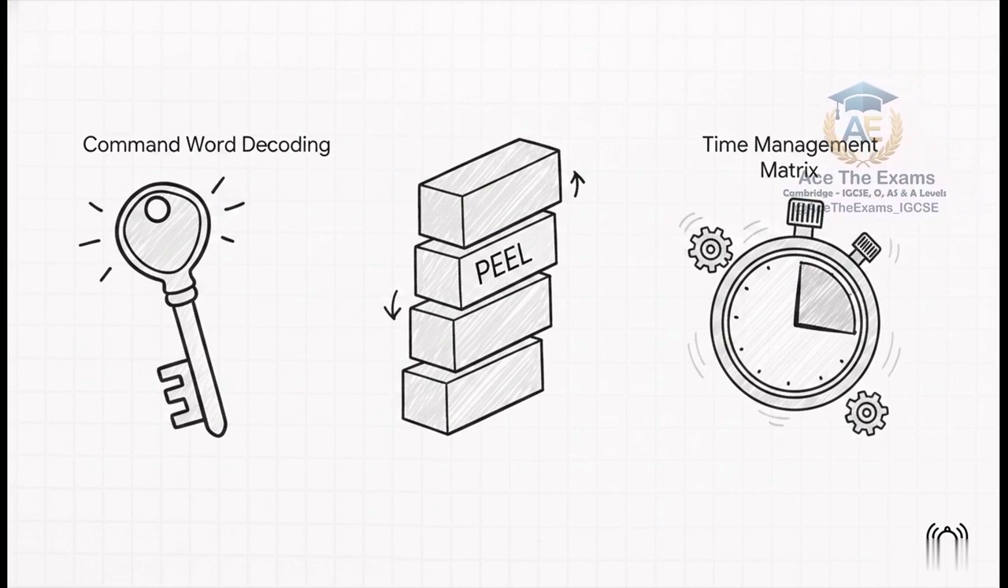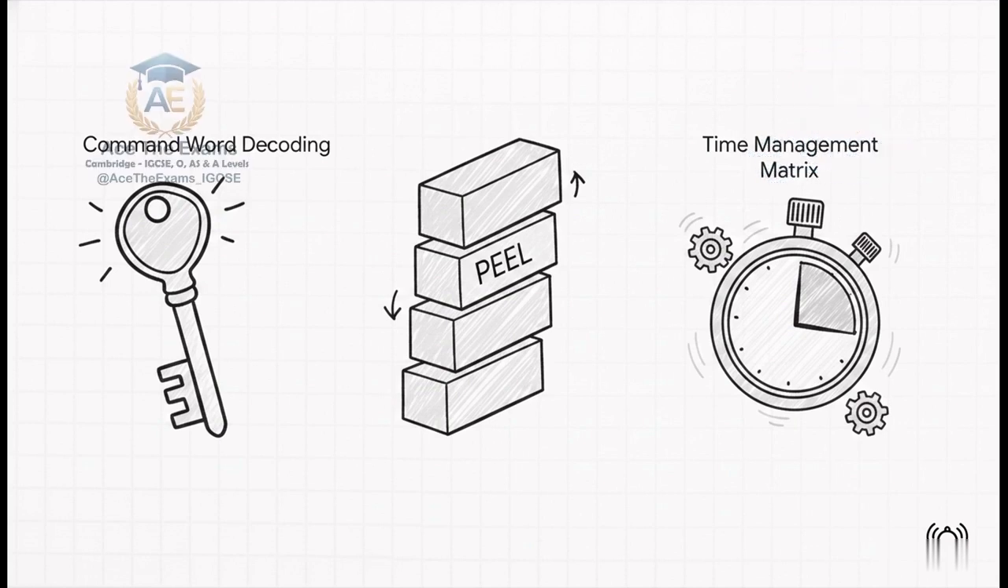Let's look at the cheat sheet recap graphic on your screen and review the complete final system that guarantees top marks. Rule number 1, command word decoding. You must know exactly what the verb is asking you to do. State means a quick fact. Explain means you need the PEEL framework. Rule number 2, PEEL framework application. Structuring your point, evidence, explanation, and links so the examiner cannot possibly miss your logic.